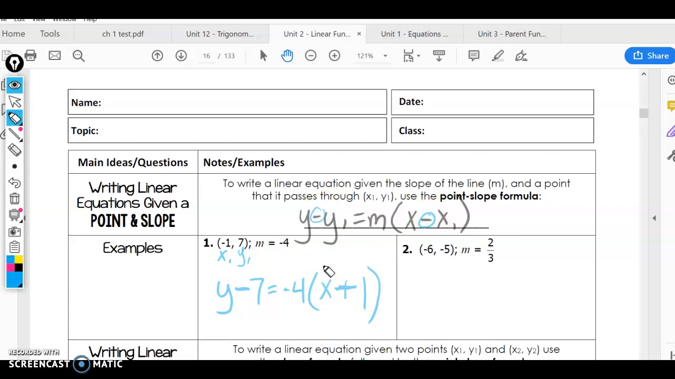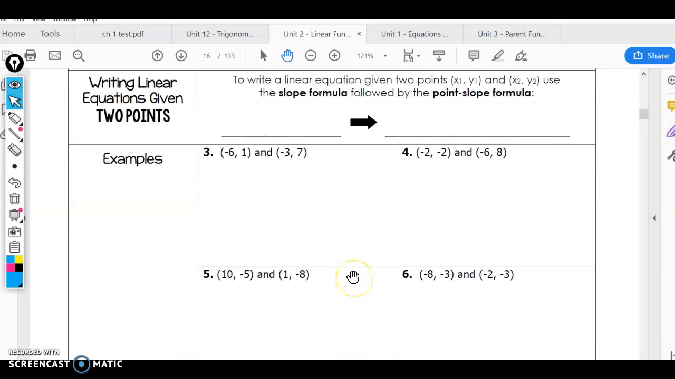If we wanted to convert it to, let's say, standard or slope intercept, we would have to do some distribution and isolating the y on the left side. Let's move down and look at a different type of form. Here we have two ordered pairs, but no slope. We're going to write this actually in point slope formula again. So in order to write the equation in point slope formula, we're going to have to find the slope first.